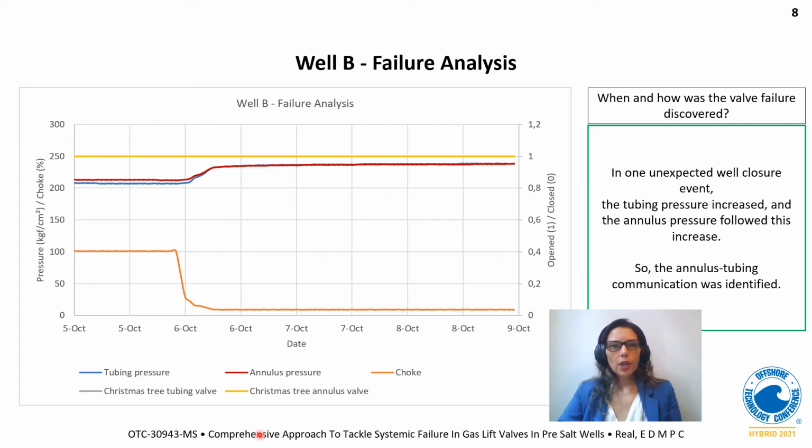The annulus tubing communication was identified during an expected well closure event. The annulus Christmas tree valve was open, and the water cut was about 12%. We expected that the tubing pressure would decrease and the annulus pressure would decrease. However, as you can see in this chart, after the closure of the well choke, the tubing pressure in dark blue increased and the annulus pressure in red followed this increase until there was a pressure equalization. And that is another evidence for the hypothesis presented in the previous slide.